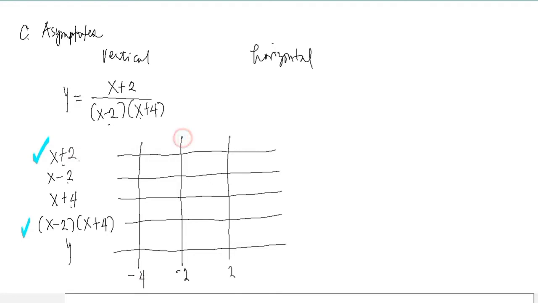So, itong x plus 2 ay magsisero sa negative 2, and if we are going to substitute a number greater than the negative 2 ay magkakaroon tayo ng mga positive answers. So, therefore, magkakaroon tayo ng positive sa kanan at negative naman para dito sa kaliwa. Kasi kapag magsasubstitute tayo ng less than negative 2 ay negative siya. This x minus 2 here will be 0 at the positive 2, positive tayo sa kanan, at negative naman tayo sa kaliwa. Si x plus 4 naman ay magsi-0 siya dito sa negative 4, positive sa kanan, at negative naman sa kaliwa.